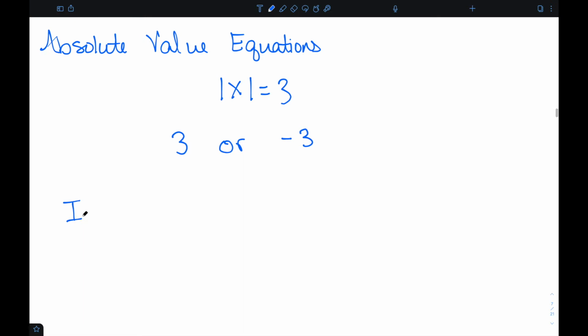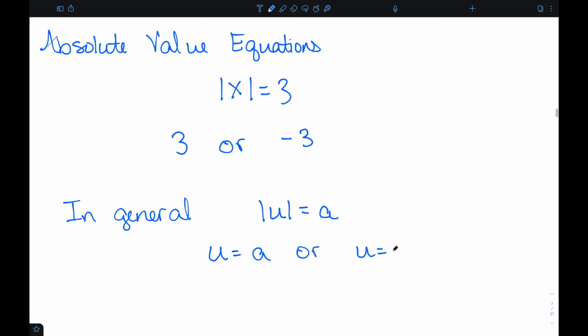In general, the rule for absolute value equations is the absolute value of something equal to a means that something is equal to a or negative a. So absolute value equations do result in two equations and two solutions.